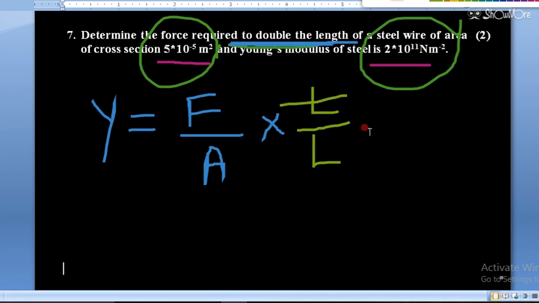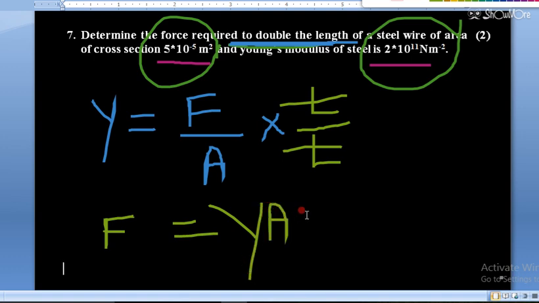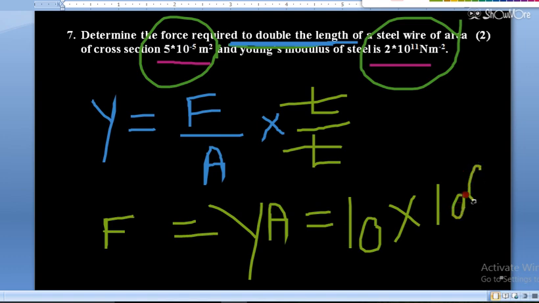So length and length will cancel out. When you are supposed to find force, then force will be equal to Young's modulus into area. So then you can calculate the force. Force will be equal to 5 into 2, 10. 10 into 10 raised to the power 11 minus 5, that is 10 raised to the power 6. So this is 10 into 10 raised to the power 6.